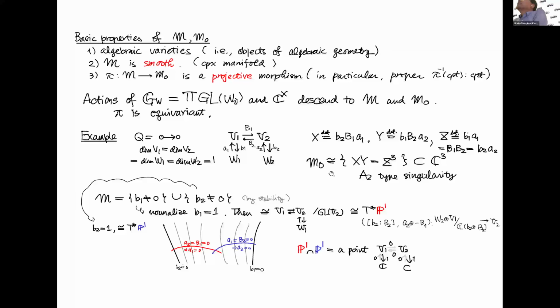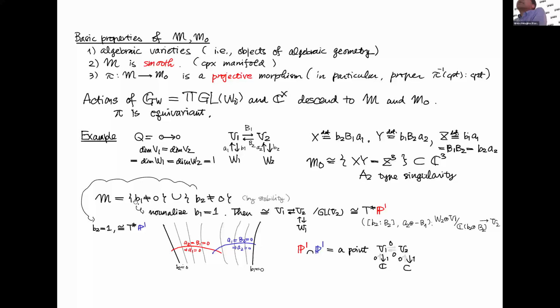So next, let us go to the GIT quotient, which is M, the quotient of stable points by the group. In these linear maps, the condition of stability means that you cannot have B1 equal to 0 and B2 equal to 0 simultaneously. This is one consequence of the stability condition. So M is a union of B1 non-zero and B2 non-zero, both open subsets in M.